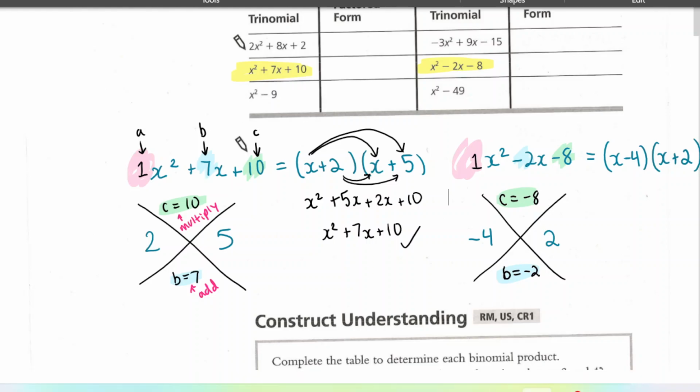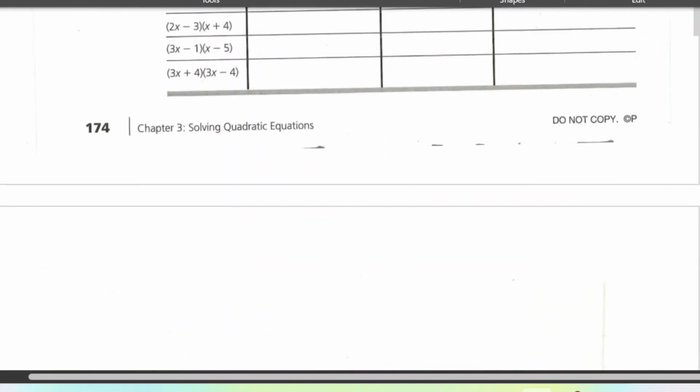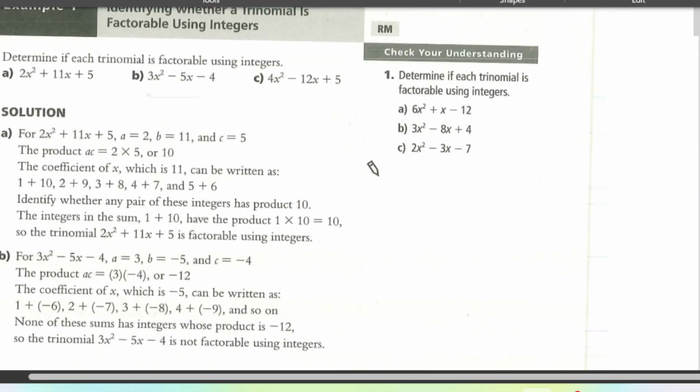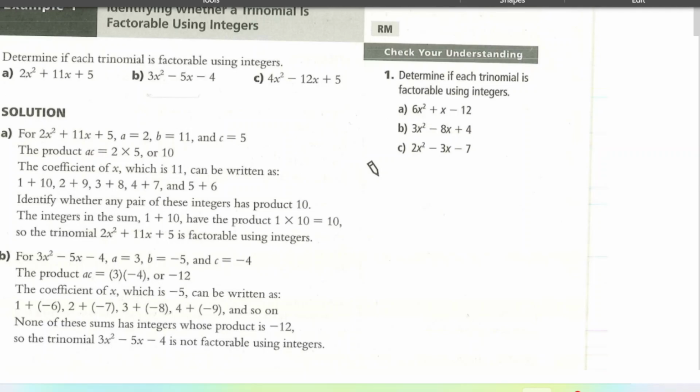Okay, so let's scroll ahead here to the next page and look at example 1. So we're going to scroll past here, and we're going to do example 1a together. Okay, so let's look at 1a. The question says determine if each trinomial is factorable or not. I'm actually going to factor it as well, so I'm going to add to it here, plus factor it, if possible.